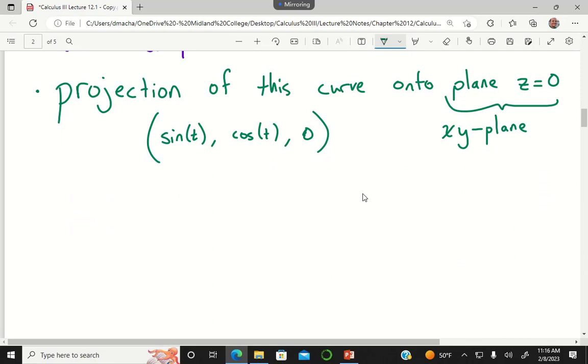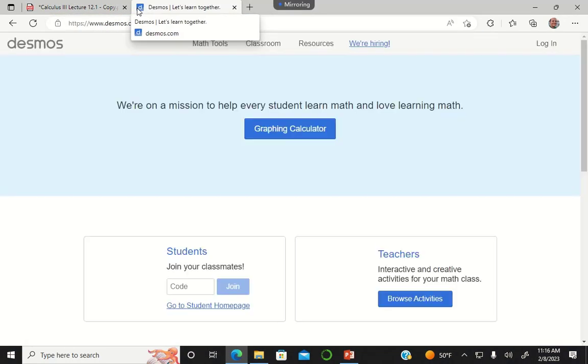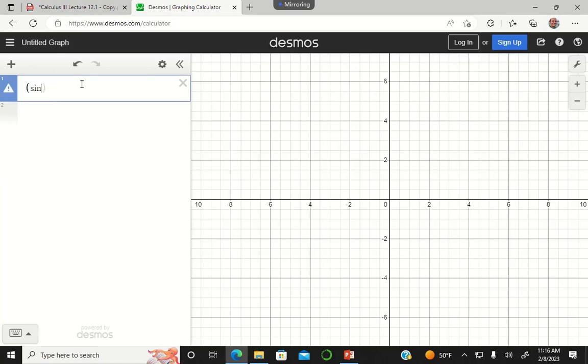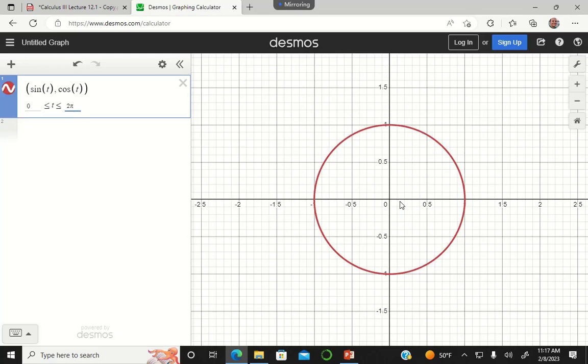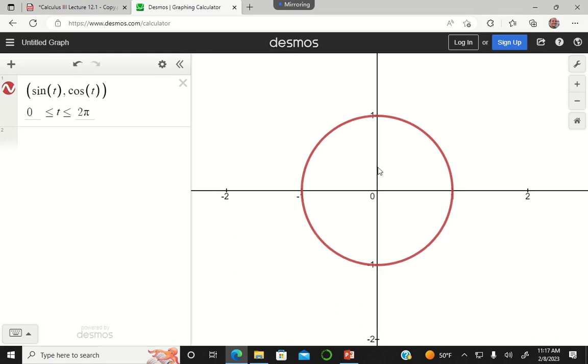So do you remember from calculus 2? In calculus 2, if you had sine of t, cosine t, what is the shape in the xy plane? It's a circle, yeah. So sine and cosine is a way to parametrize the circle. Just to be sure, we can pull up Desmos. And I'll write sine of t, comma, cosine of t. And then we'll let t vary from 0 to 2 pi. And voila, there is my unit circle that I get with sine and cosine, okay? So again, this is the parametric curve calculus 2 version, where it all lives in the xy plane.